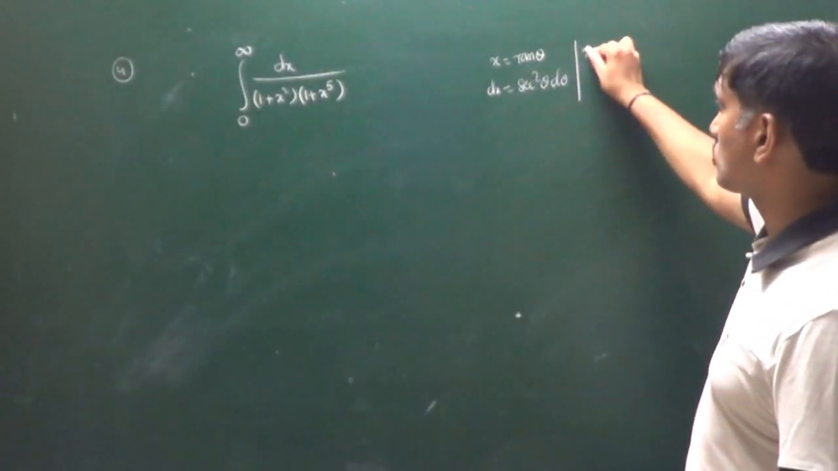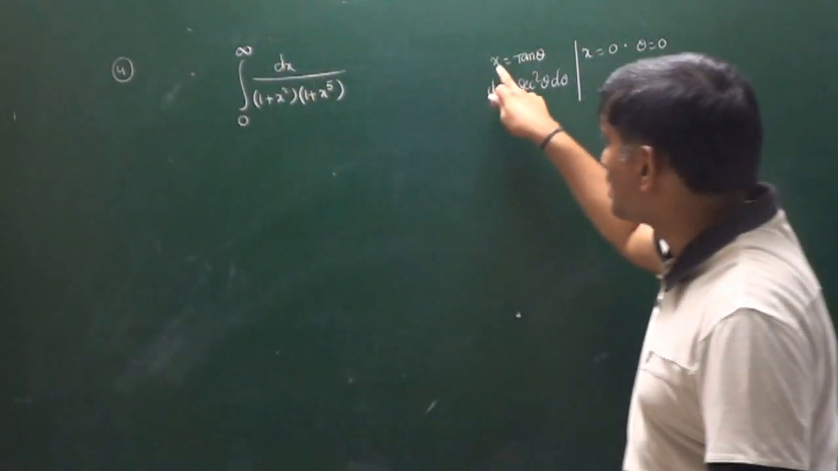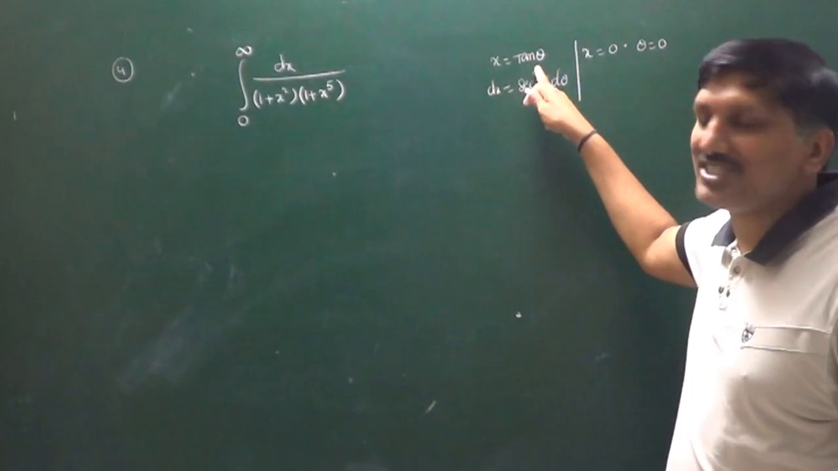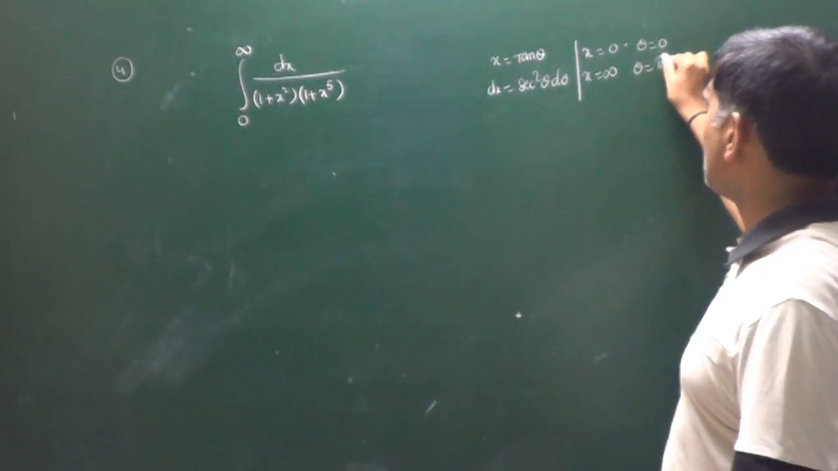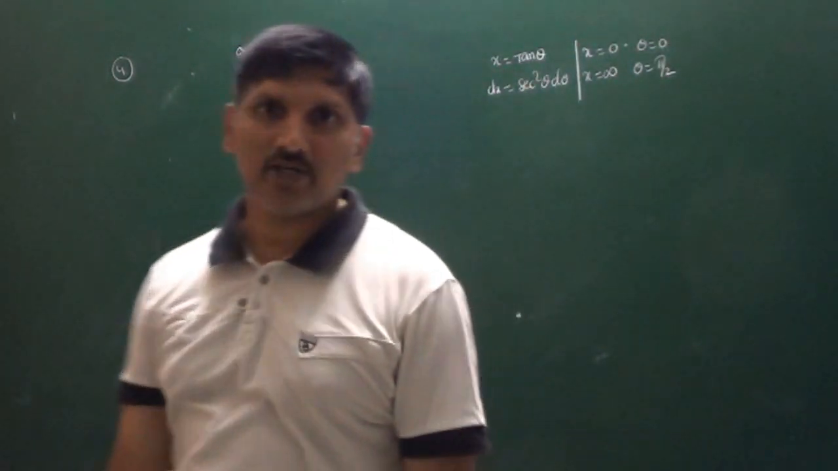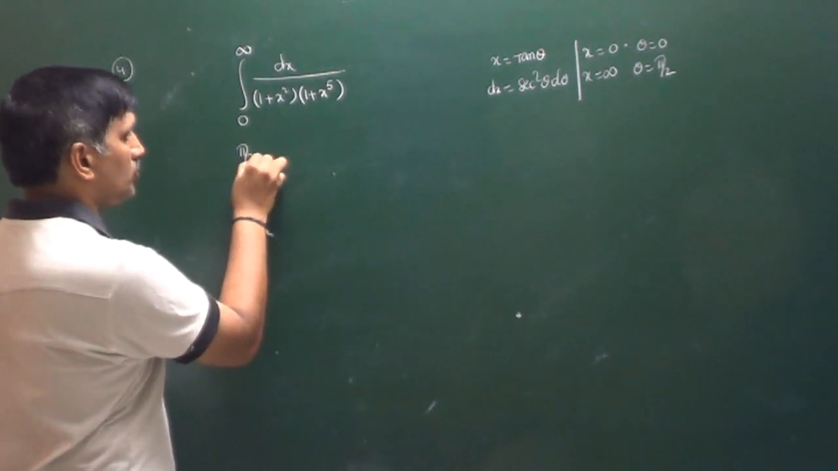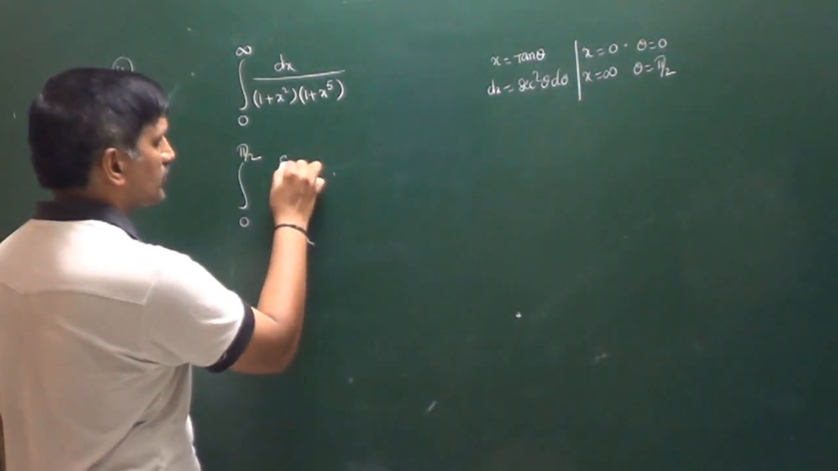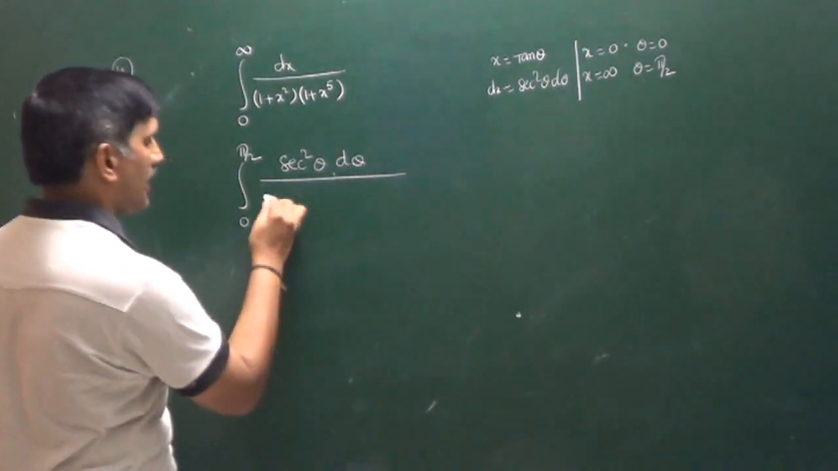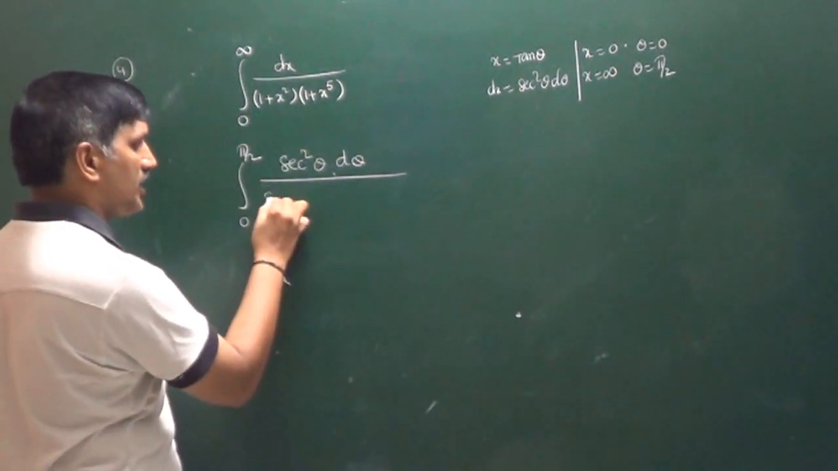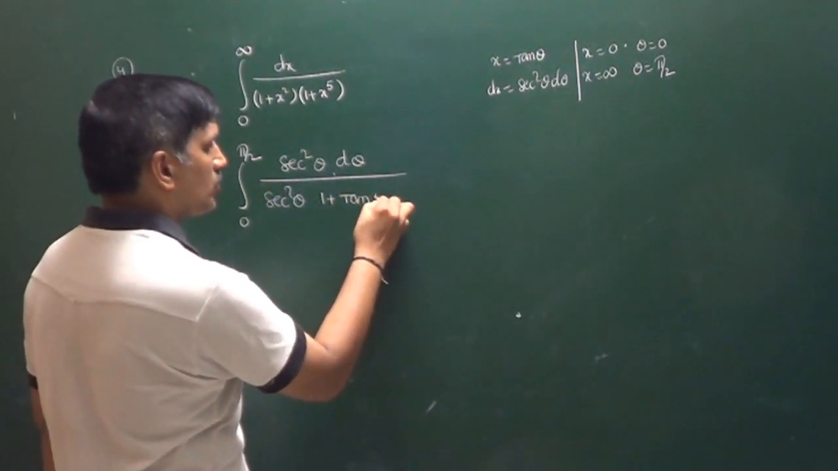When x is equal to 0, you will get theta is equal to 0. When x is tending to infinity, theta is tending to pi by 2. That's why x equal to infinity means you will get theta equal to pi by 2. So because of that, the limits change to 0 to pi by 2. In place of dx we have to write secant square theta into d theta, divided by 1 plus tan square theta, which is secant square theta, into 1 plus tan theta whole to the power of 5.